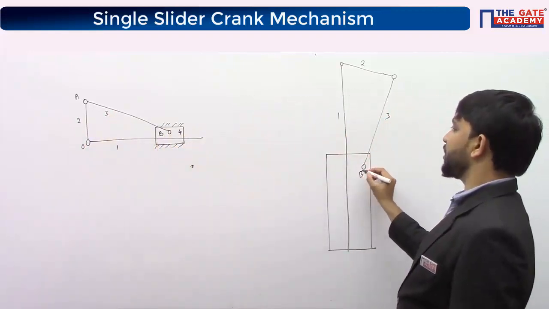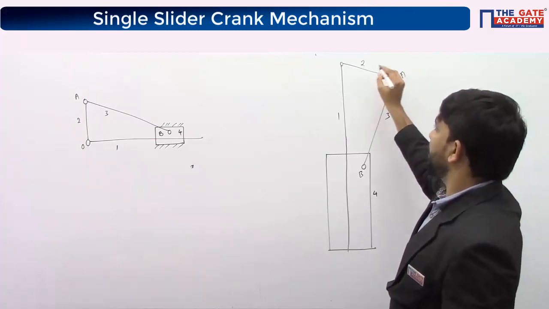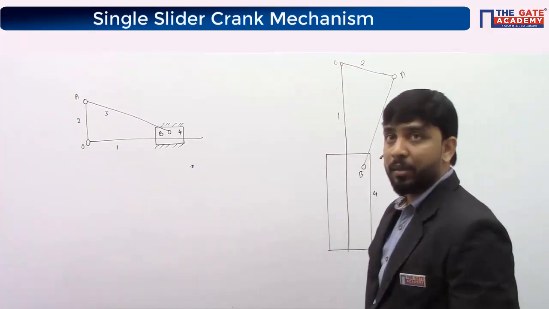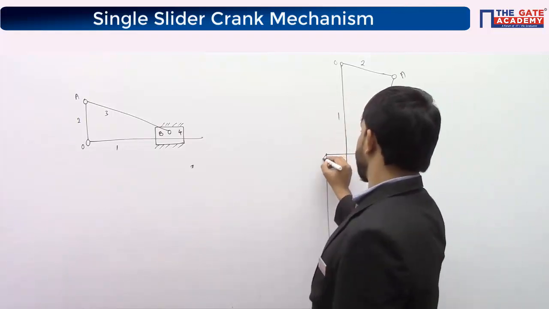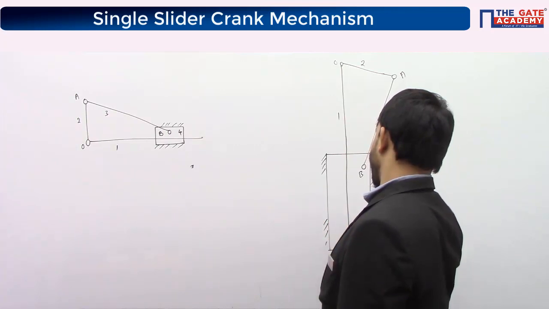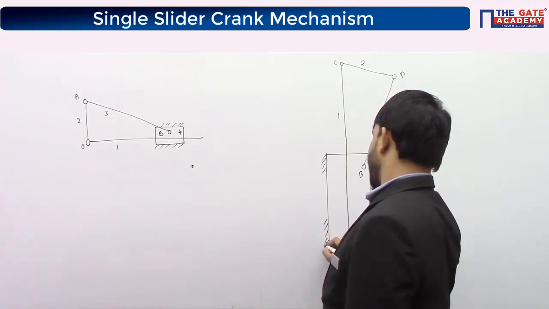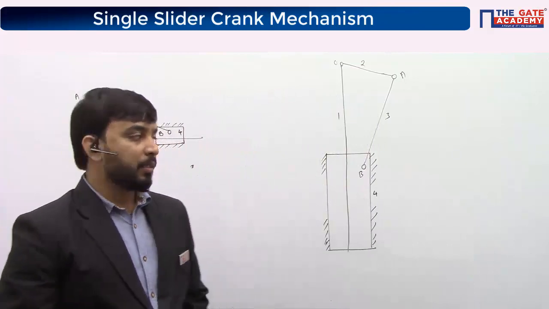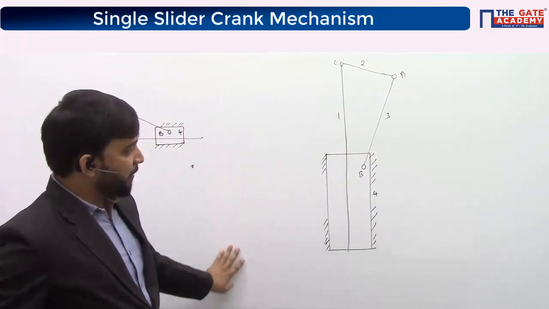This point we call B. This is A and this is O. This is a mechanism. I fixed link number 4. Link number 4 is fixed.